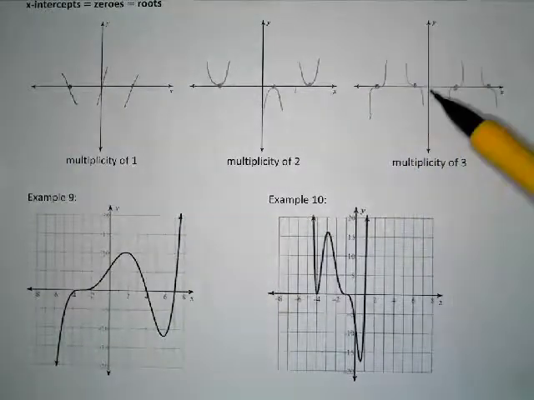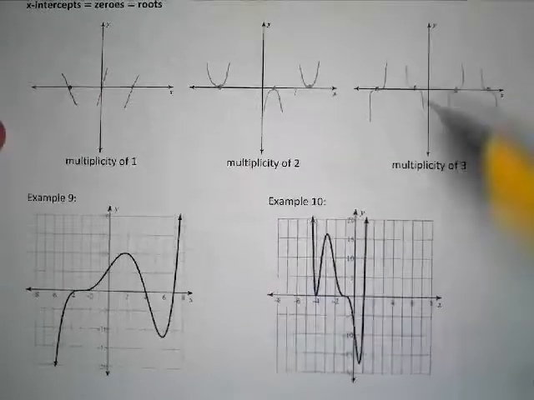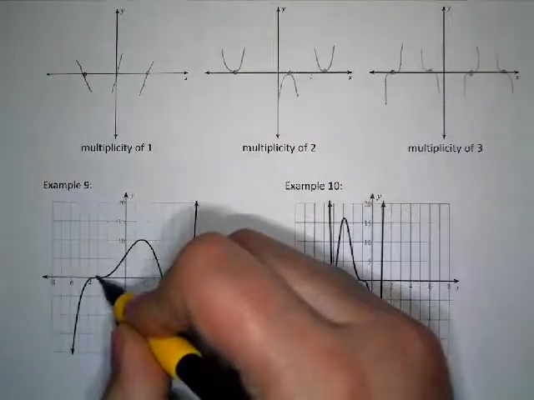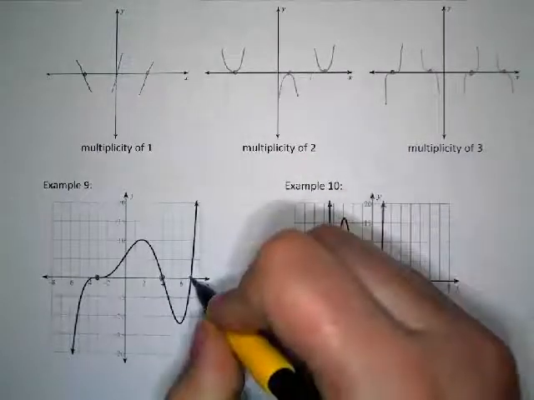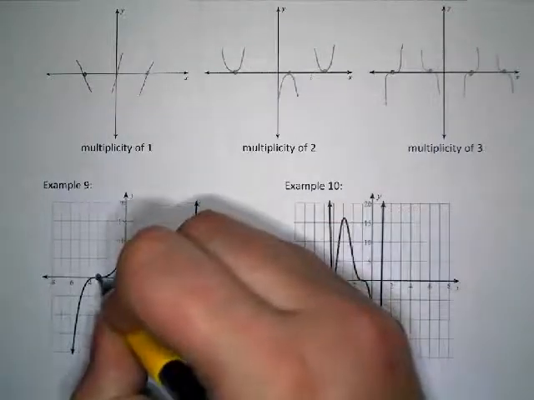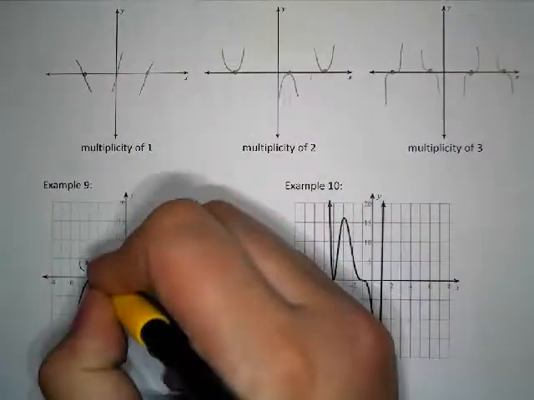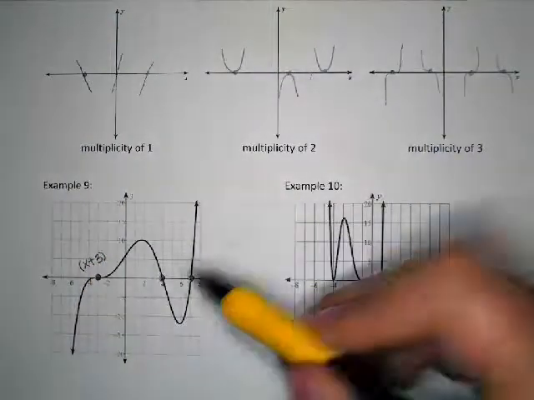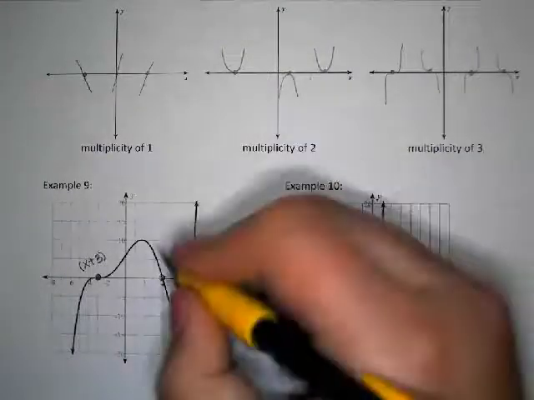Okay, so the first one, this example 9, I can see an x-intercept right here, and right here, and right there. So we've got 3 x-intercepts. Our first set of parentheses is going to be x plus 3. Our next set of parentheses is going to be what? X minus 4. And what's our last set of parentheses going to be? X minus 7.